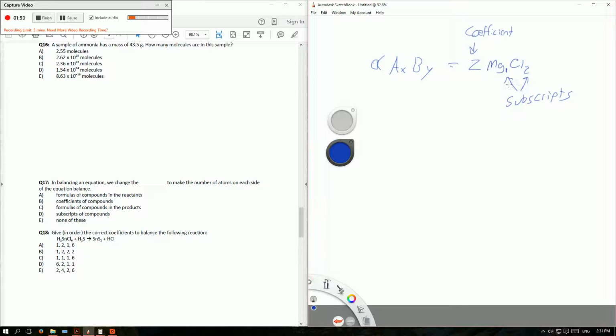Which happens to be 1 for magnesium, but you don't show it, right? So this is your subscript, and this is your coefficient. So we change the coefficients when we are trying to balance equations. Remember, if you change the subscripts, you're changing the molecule. But if you're changing the coefficient, you're changing how many of those molecules there are in the equation.